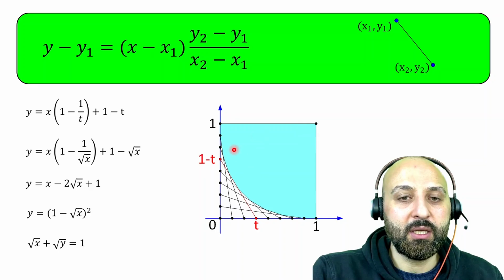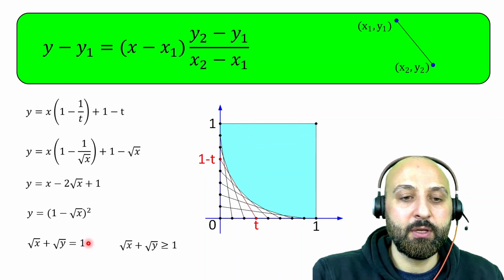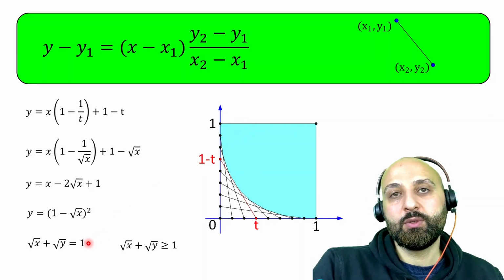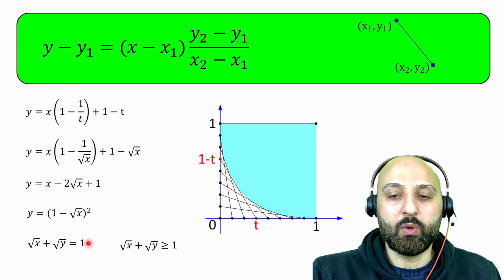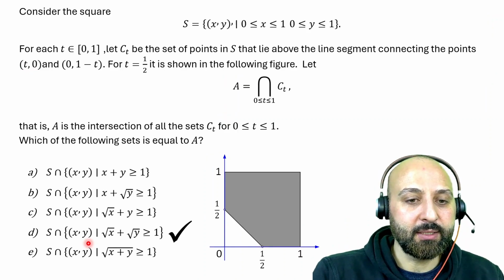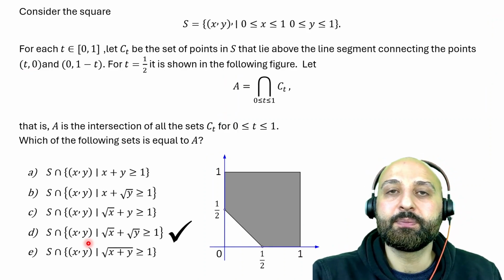And so the area on top of this curve will be a square root of x plus a square root of y equal or larger than 1. Therefore, the correct answer will be option D.